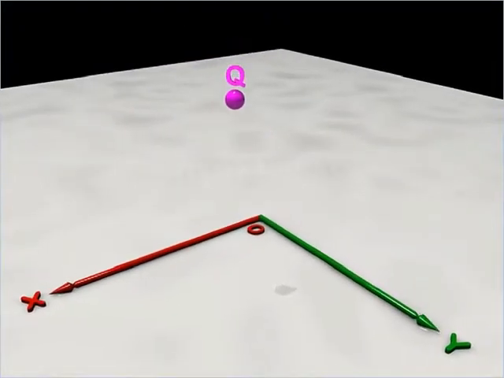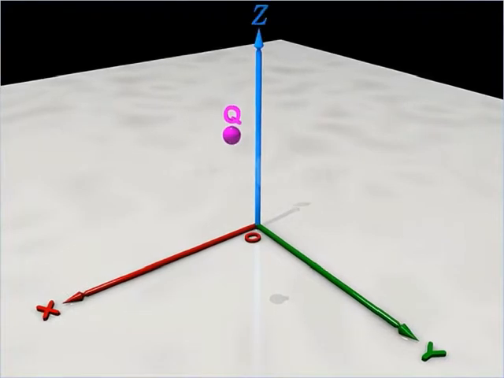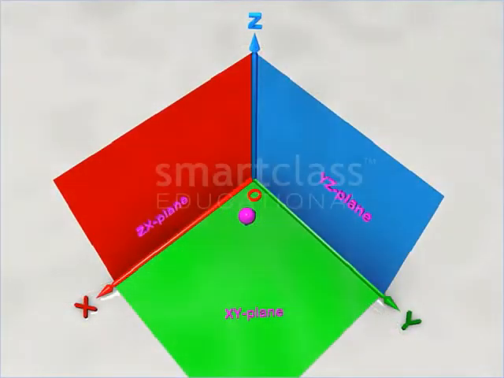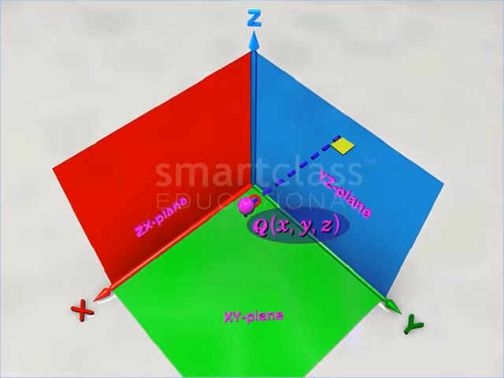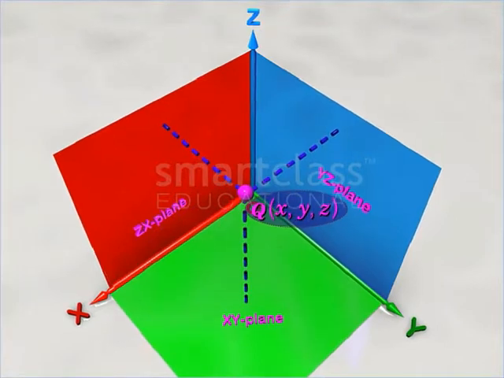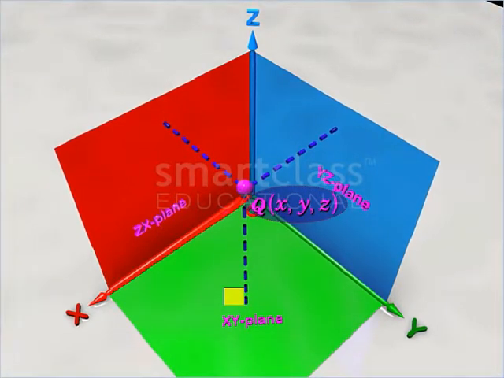A minimum of 3 coordinates are required to represent the position of a point Q in space, and generally it is represented by x, y and z coordinates. The perpendicular distance of a point from the yz plane is called its x coordinate. The perpendicular distance of a point from the xz plane is called its y coordinate, and the perpendicular distance of a point from the xy plane is called its z coordinate.